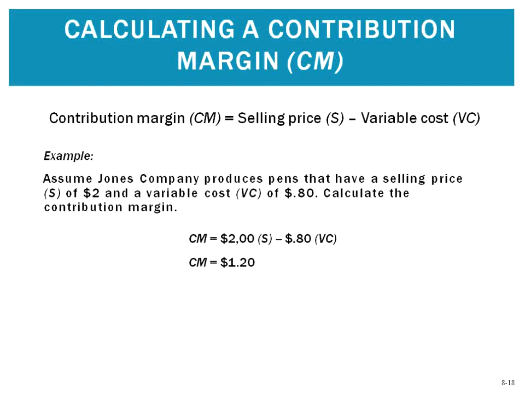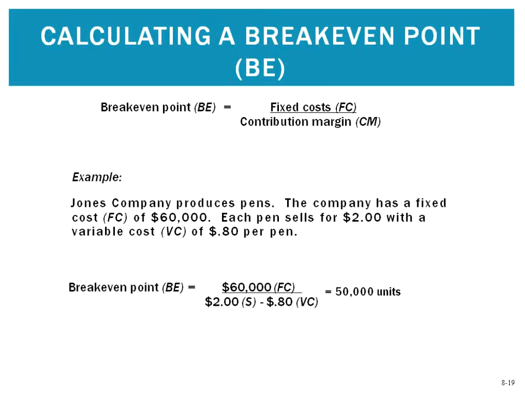Okay, those are your operating costs. So say, for example, assume Jones's company produces pens that have a selling price of $2 and a variable cost of 80 cents. Calculate the contribution margin. In this sense, the contribution margin is your profit on each individual sale. Your gross margin is your contribution margin. Okay? But now we want to know break even. The reason we calculate that is because that helps us calculate the break even point.